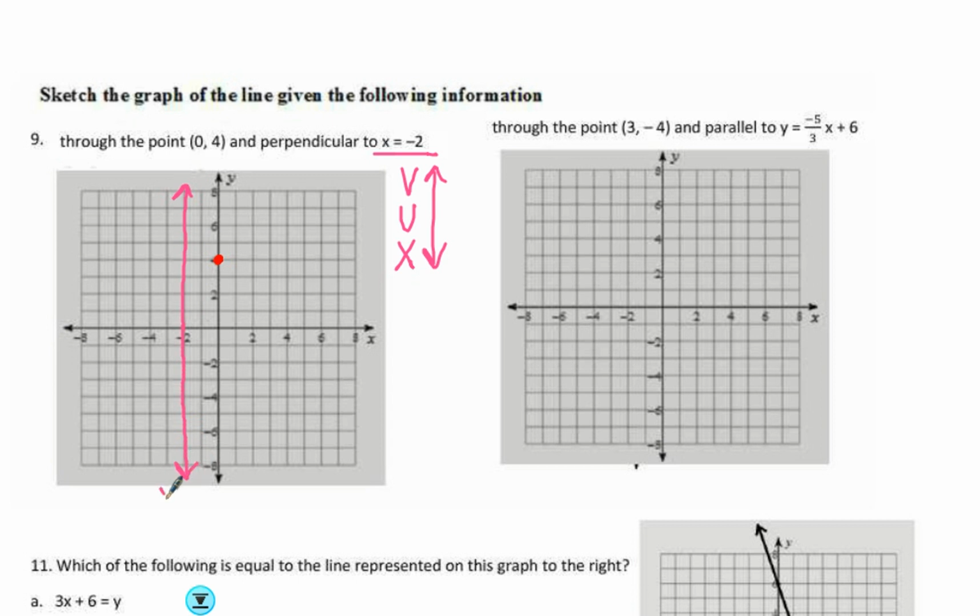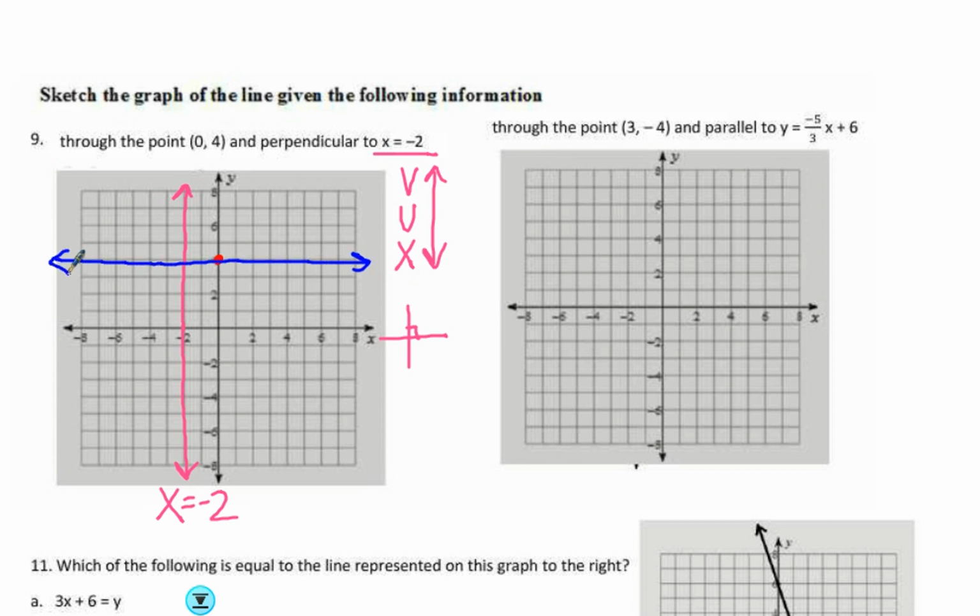So here's the first equation, our given graph. Now my new line needs to be perpendicular to that. Remember, perpendicular lines intersect at a right angle. And it has to go through this given point. So what kind of line am I looking for? Well, it's going to be a horizontal line.